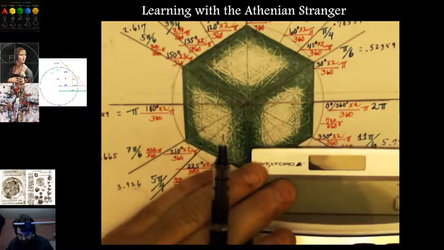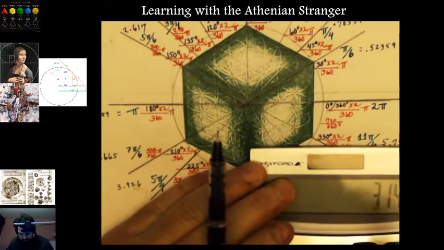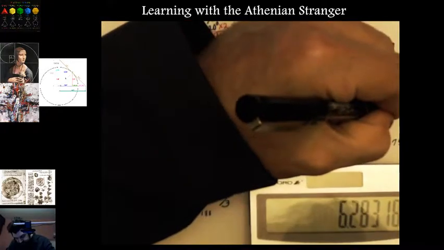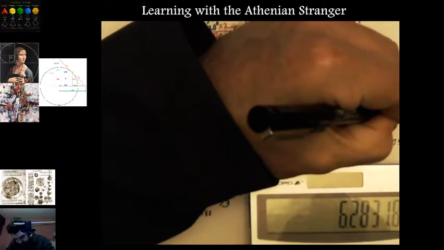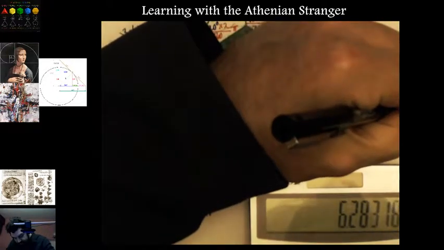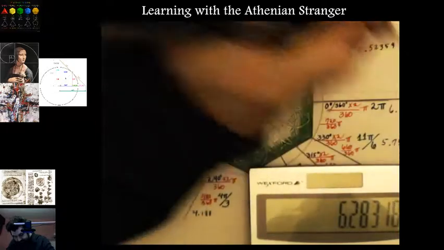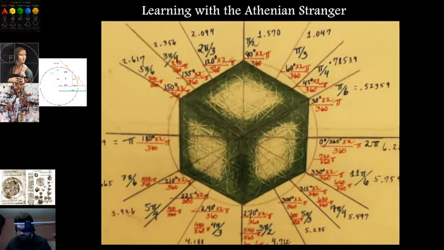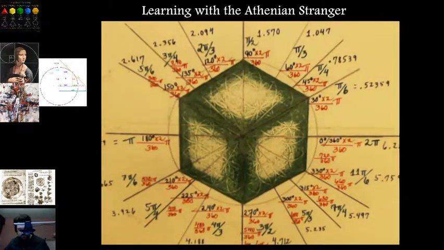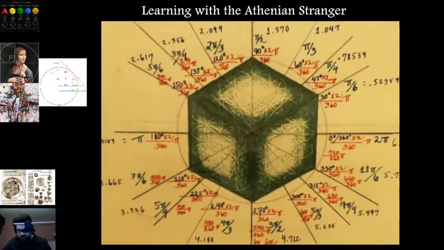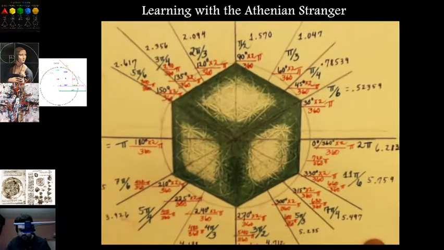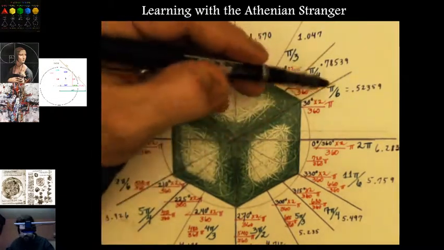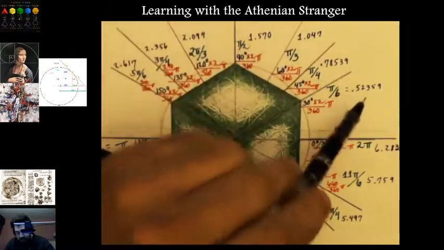Well, that's just 2 times 3.1415. And that equals 6.283. So now we have each of our degrees in radians expressed both in terms of pi and then as a decimal.